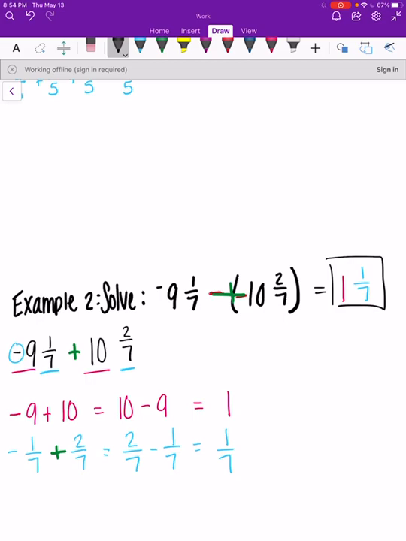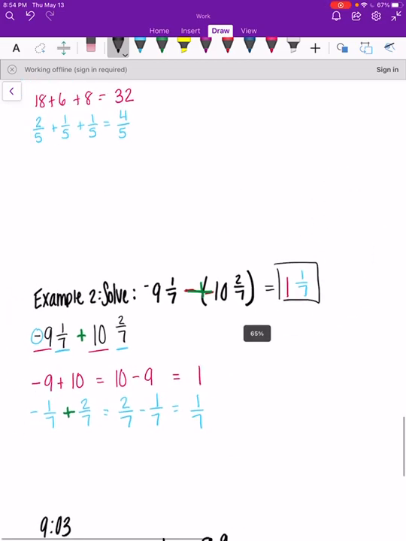So I'm going to make this small so you can see all of it.